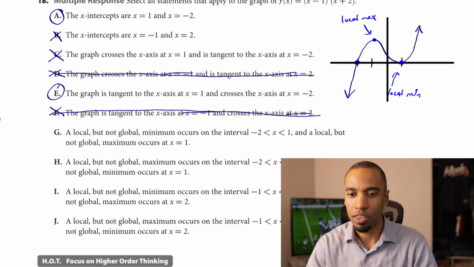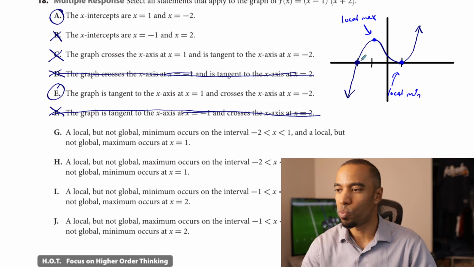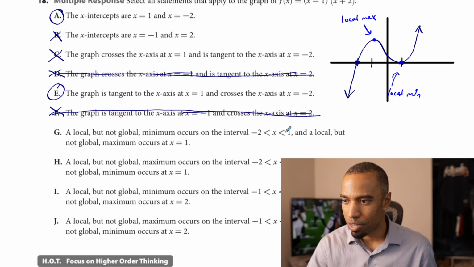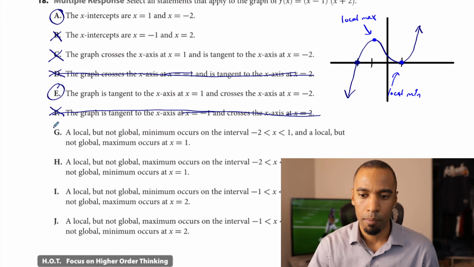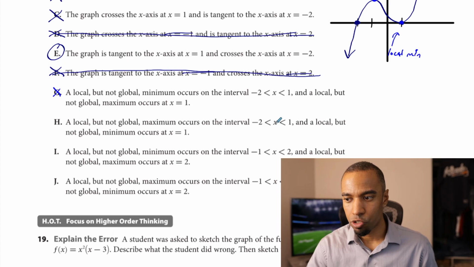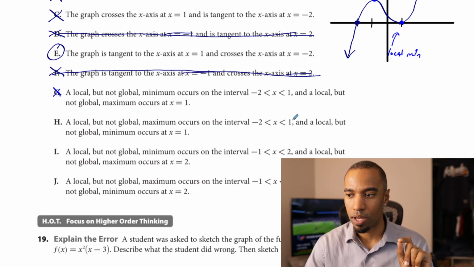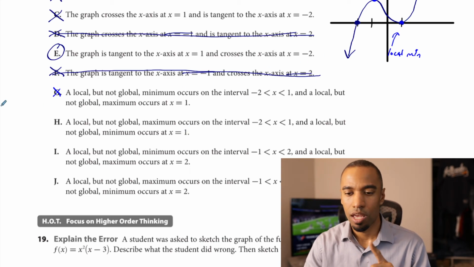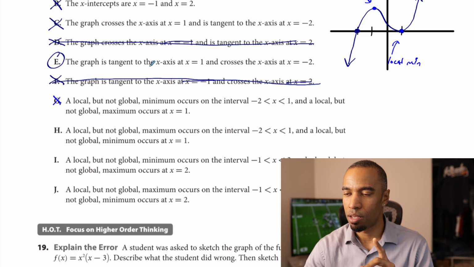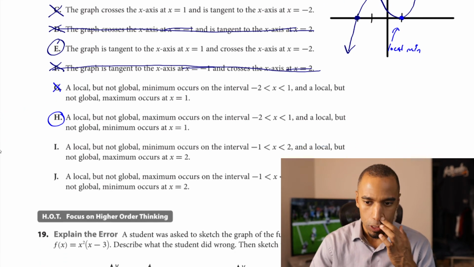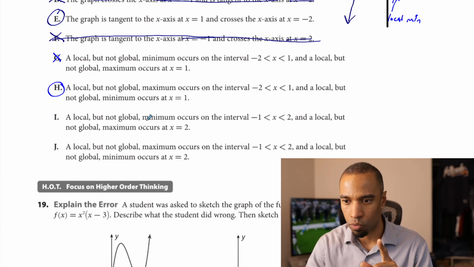So let's find the one that says local max between negative 2 and 1. A local min between negative 2 and 1? No. Automatically, that's a no. A local max between negative 2 and 1? Yes. Let's see what else they say. And a local min at x equals 1? Yes. So at x equals 1, there's a local min. Between negative 2 and 1, there is a local max. That one's good. These might be no, depending on what we're saying.